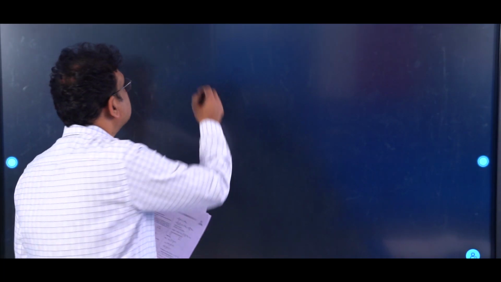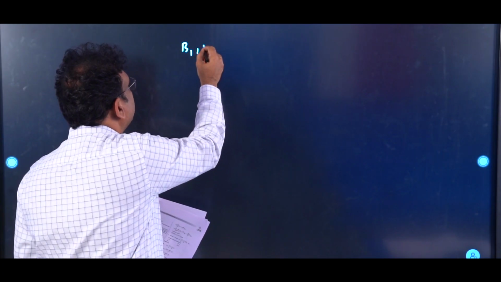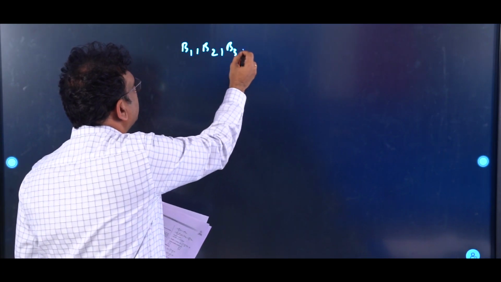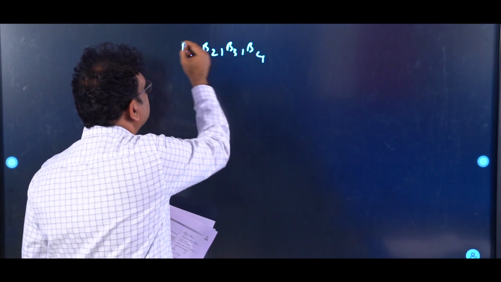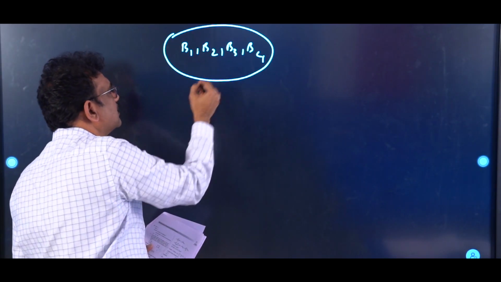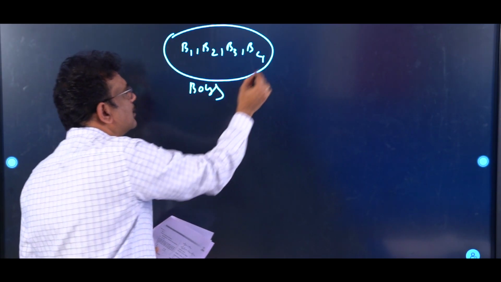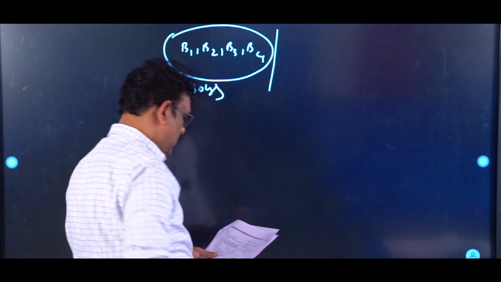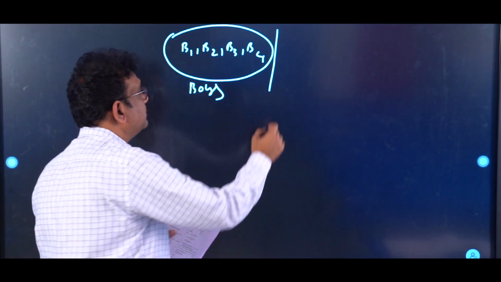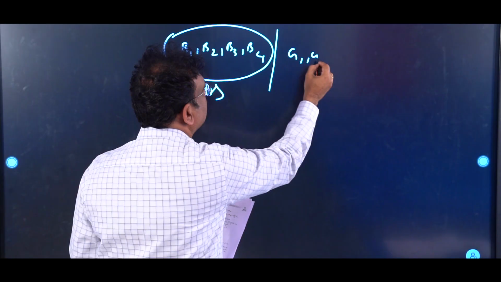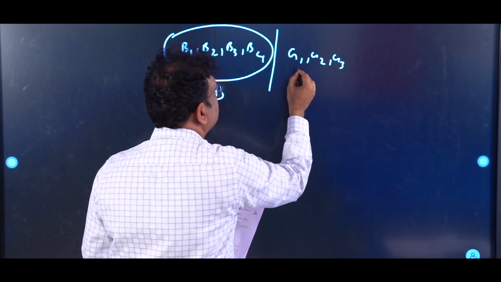So the 4 boys are B1, B2, B3, B4. These are the 4 boys. Next, the 3 girls are G1, G2, G3. These are the 3 girls.